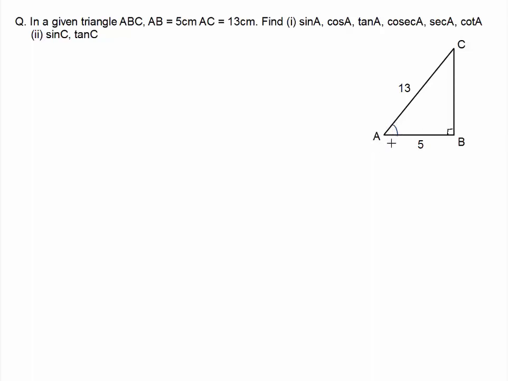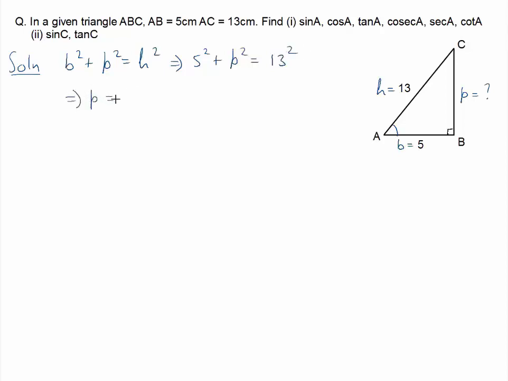So with respect to A being the viewing angle, this becomes the base, this becomes the perpendicular which we need to find, and this becomes the hypotenuse, which is 13. So let's first find out the perpendicular using the Pythagoras theorem. So b square plus p square equals h square. So this implies 5 square plus p square equals 13 square. So this will give us p as 12 centimeters.